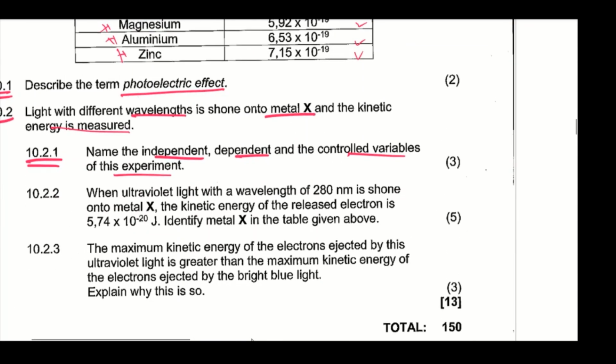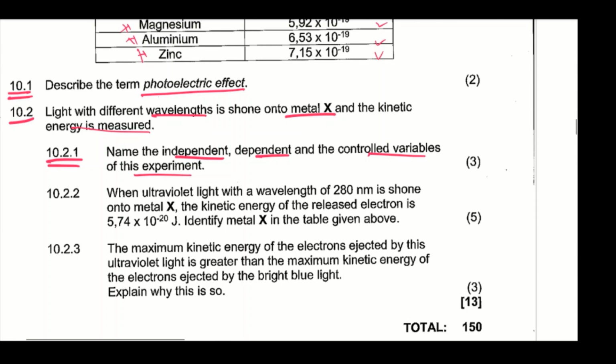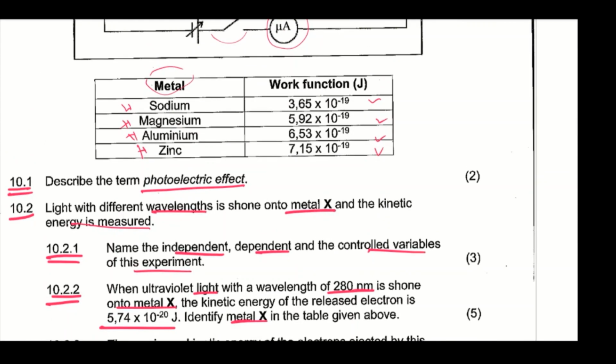Okay, so now we're going to do 10.2.2, right? It says that when ultraviolet light with a wavelength of 280 is shown onto metal X, the kinetic energy of the released electron is 5.74 times 10 to the power of minus 20 joules, right? Identify metal X in the table given. So what we need to do is identify the work function, right? And it will tell us which metal was used in this scenario here in 10.2.2.